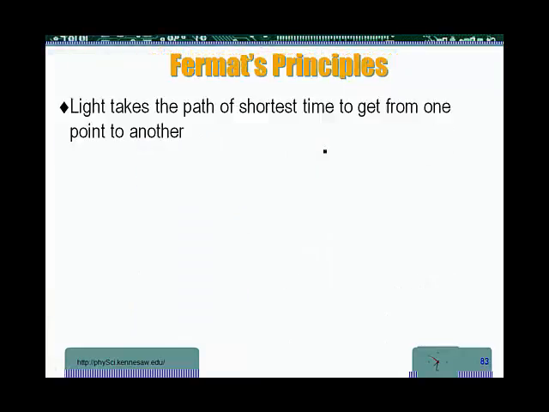Now, the question might be, why does it bend? One of the best explanations, Fermat came up with it a few centuries back, which is the fact that light is going to take the path of the shortest time to get from one point to another. In other words, whatever path is going to take light to get it to arrive to a point faster is the path that the light is going to follow. Now let me try to explain what does that mean.